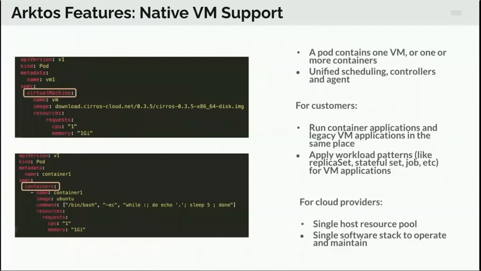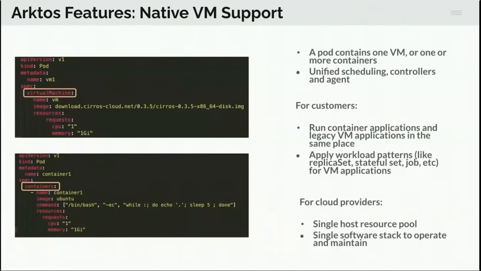The first feature I want to talk about is the native VM support. Arctos is derived from Kubernetes, but Kubernetes only supports containers. We know in reality there are lots of VM applications in addition to container applications. Of course, you can use two different systems to orchestrate these containers and VM applications. But having two different systems will lead to many problems. For example, you need to maintain and evolve two different systems. And these systems have different resource pools. It's not easy for you to move some machines from one resource pool to another resource pool.